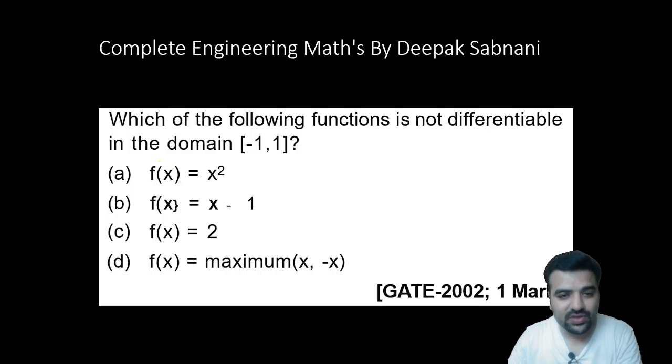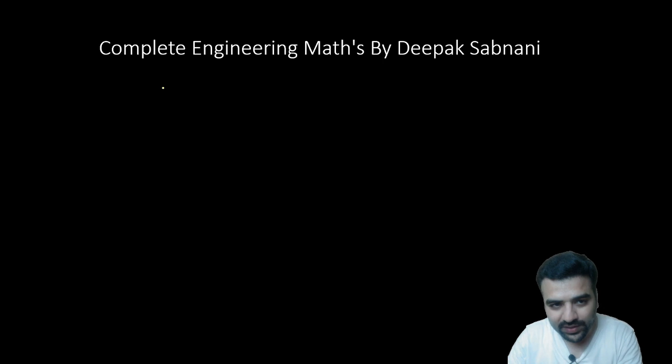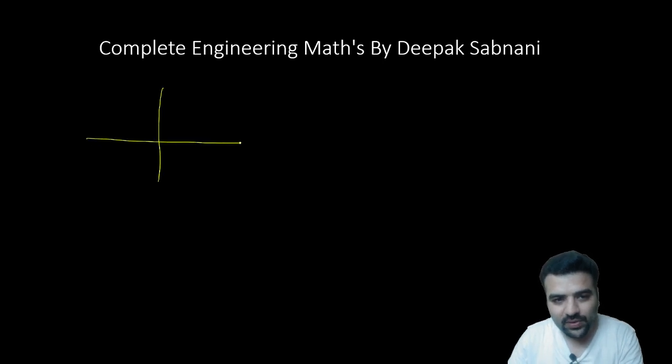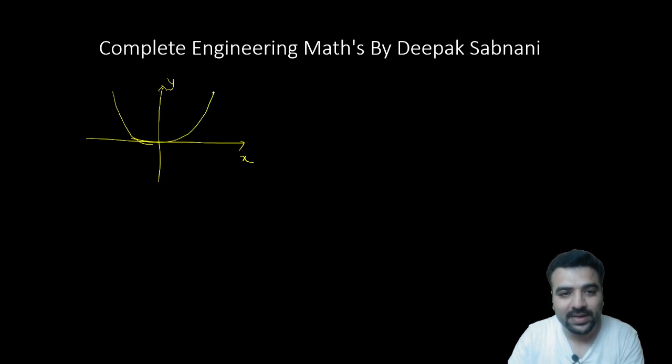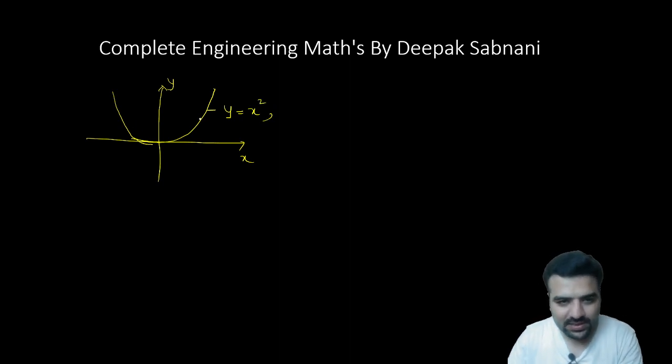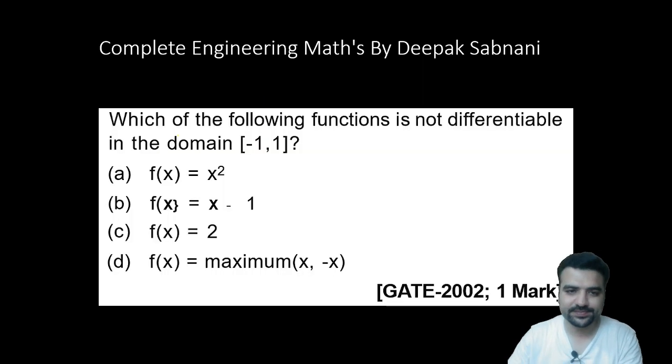So for the first option, from minus 1 to 1, I can easily draw the graph of y equal to x square. You can watch my old videos if you are new to this channel. The complete engineering maths playlist is available, where I am covering the entire syllabus of maths. So this is the graph of y equal to x square. From minus 1 to 1, at minus 1 this will be 1, and at 1 also it is 1, because it is symmetric about the y-axis.